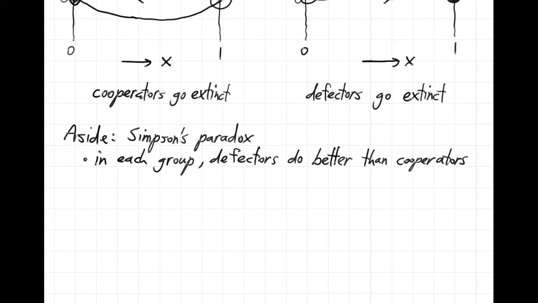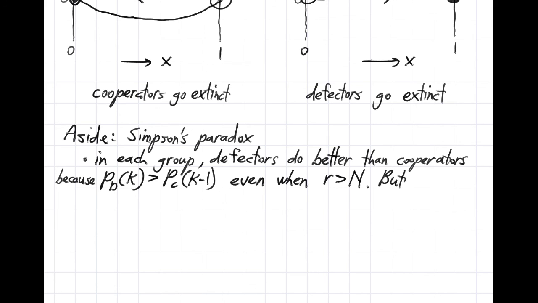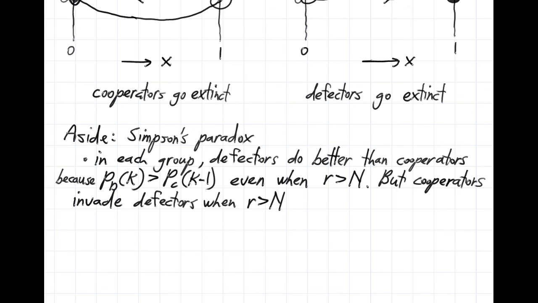If I was a defector, let me write it like this, and there were k cooperators in the group, then one of those cooperators would see an environment where their payoff was PC, but there would be k minus 1 other cooperators. If you compare those two things, you'll see that PD, the payoff for the defector in that scenario, is bigger than the payoff for the cooperator. And that's true even when r is bigger than n. But does that make sense? The defectors are doing better than cooperators when r is bigger than n? That challenges our thinking, because we saw that cooperators invade defectors, and the defectors go extinct when r is bigger than n.